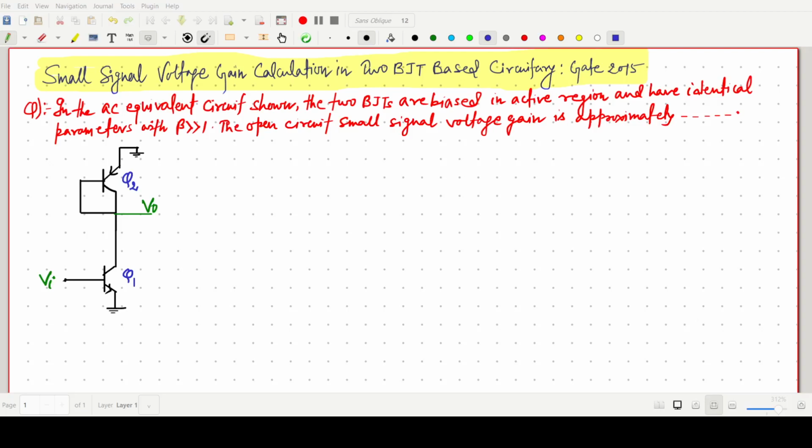Welcome everyone. In this video lecture, we will solve a GATE 2015 question in which we have to find the small signal voltage gain. So in this circuit, there are two transistors.